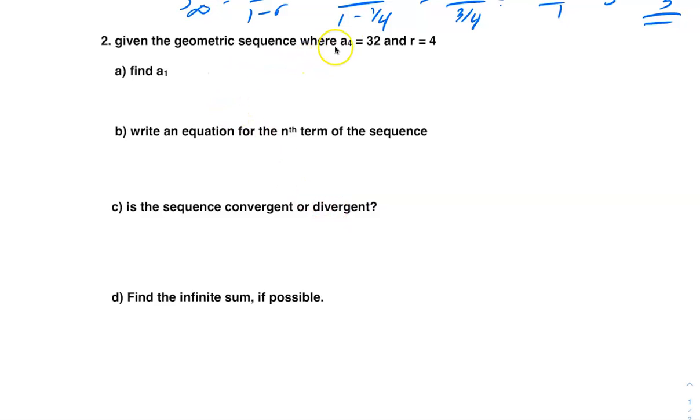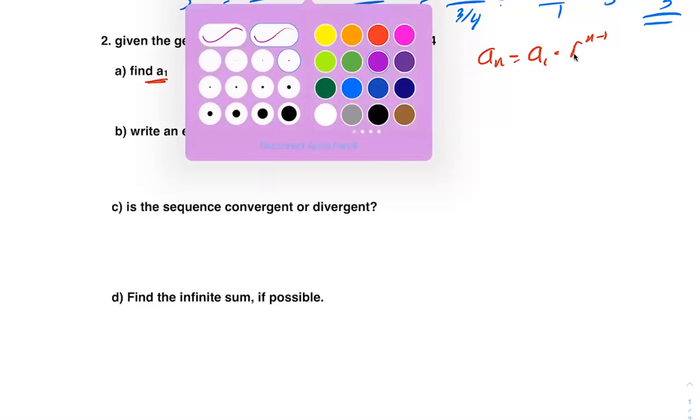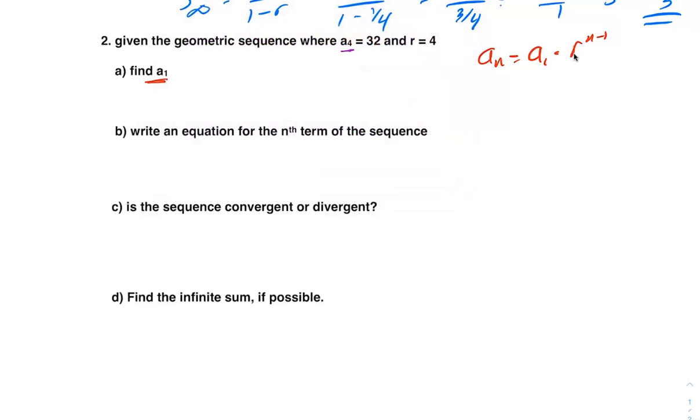Given the geometric sequence where a4 equals 32 and r is 4, find a1. So if you remember our general formula, a(n) equals a1 times r to the n minus 1. I don't have a1, so you always go back here to find a1. So that's how we're going to find it. You always go back to the original formula and plug in what you do know. I know when n is 4, I get 32. So when I plug 4 for n, my value is 32. And I know r is 4.